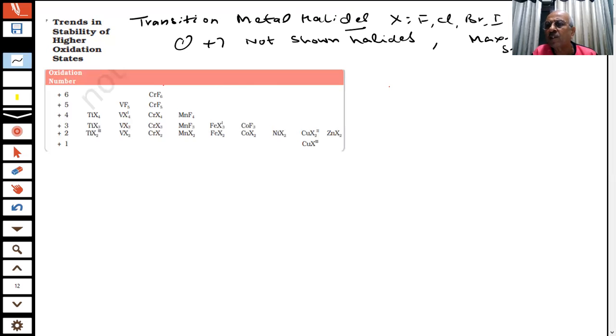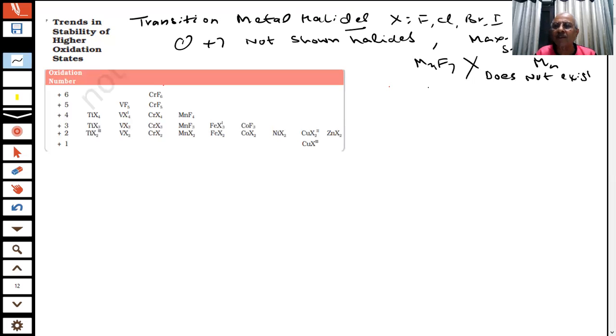Plus 7. Which element showed it? Manganese. But I don't see any compound of manganese here as a plus 7 halide. MnF7 is not there. Yes, sir. There was a question on this. It is not there. Now you will answer. It does not exist.